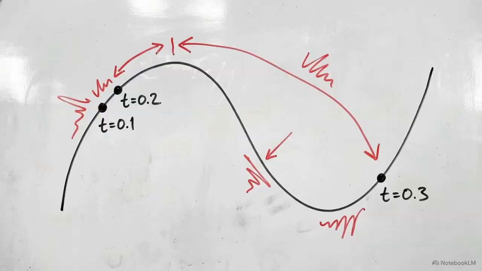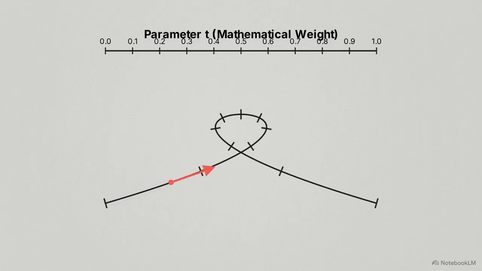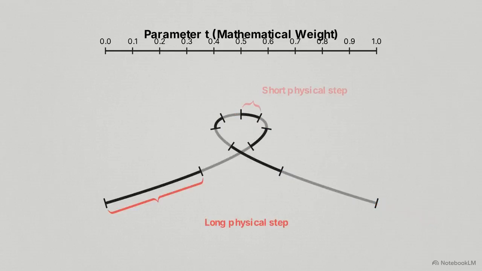But the parameter t creates a mathematical illusion. Advancing t in constant uniform increments does not produce uniform physical motion along the curve. Moving at a constant rate of t, a point's velocity vector dynamically scales, accelerating through straights and decelerating sharply in curves. T is a mathematical weight, not physical distance. Consequently, taking equal steps in t yields highly unevenly spaced physical positions.